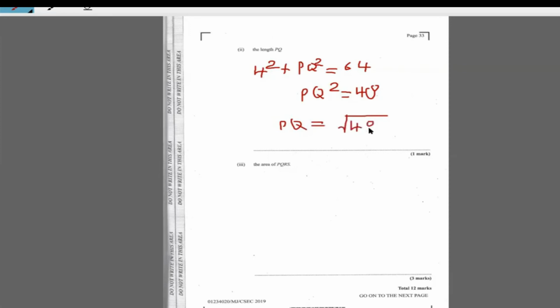So it didn't ask us to simplify it. So you could just write the square root of 48 centimeters. It didn't ask us to simplify it. All right. Now it asks for the area of the quadrilateral PQRS.